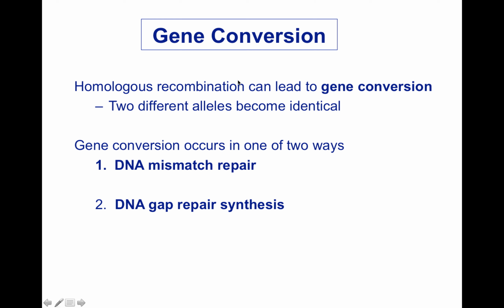Gene conversion. What is gene conversion? Gene conversion is the homologous recombination where two different alleles become identical. Okay, so there are two different alleles in a nucleus on your two copies of your chromosome, and all of a sudden they both become the same allele. That is what gene conversion is. Gene conversion can occur in one of two ways: DNA mismatch repair and DNA gap repair synthesis.